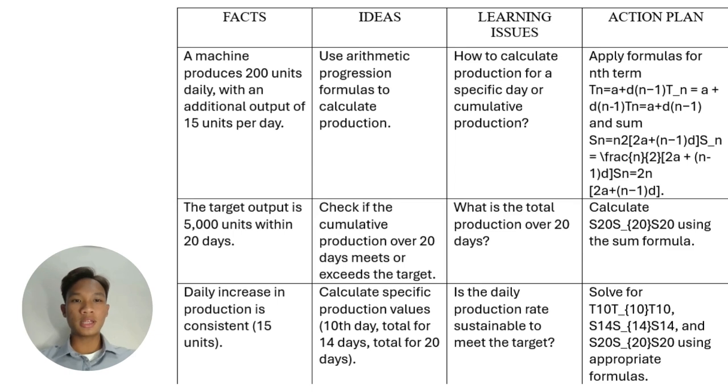So this is task 1, part 1 Philas table. First, the fact is a machine will produce 200 units daily with an additional output of 15 units per day. Next, the target output is 5,000 units within 20 days, and the daily increase in production is consistent, which is 15 units. For the ideas, we use arithmetic progression formulas to calculate the production. We also check if the cumulative production over 20 days meets or exceeds the target. We also calculate specific production values for the 10th day, the total for 14 days, and also the total for 20 days.